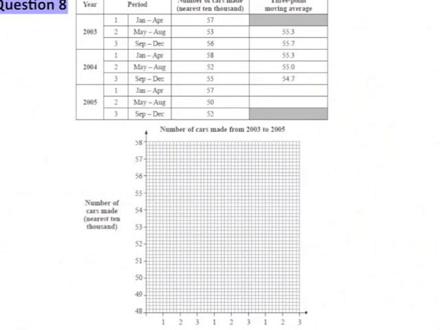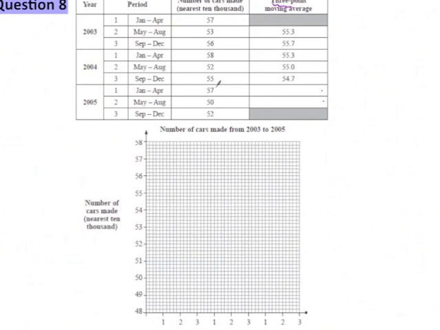Question number 8. The table gives information about the number of cars made in the UK for each 4-month period from 2003 to 2005 to the nearest 10,000. Here we have 3-point moving averages that have been calculated. First off, you're asked to complete the remaining 2 moving averages.